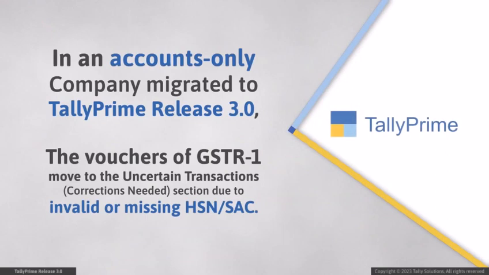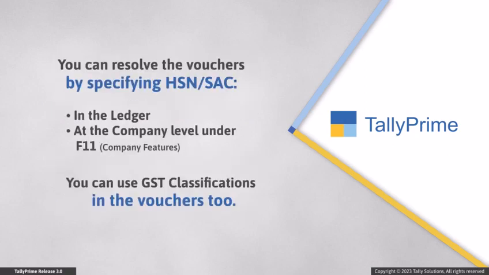When you migrate an accounts-only company to Tally Prime Release 3.0, the vouchers of GSTR1 get into the Uncertain Transactions, Corrections Needed section due to invalid or missing HSN or SAC. You can easily resolve these vouchers by specifying the HSN or SAC either in the respective ledgers or in the company itself. Alternatively, you can use GST classifications in the vouchers.